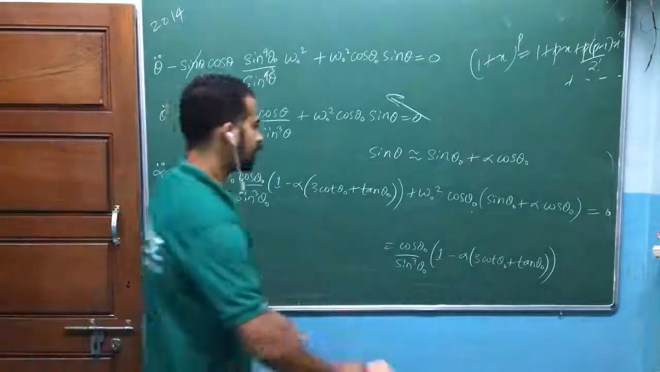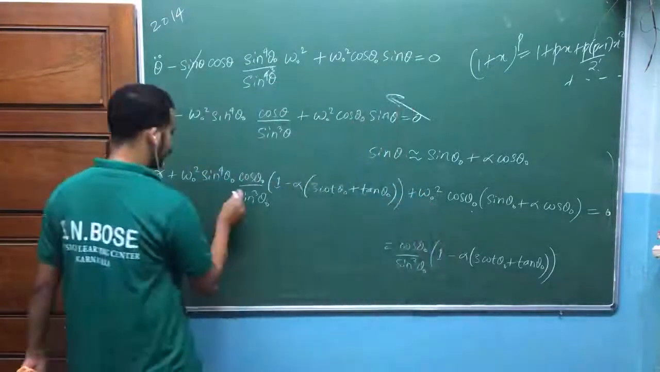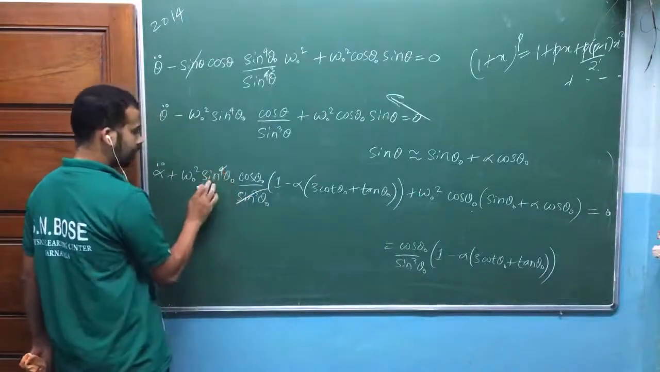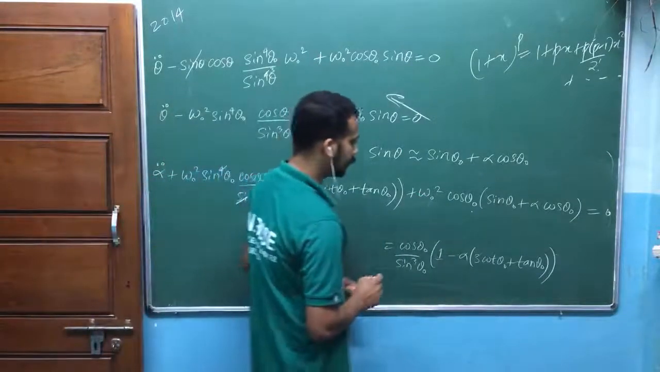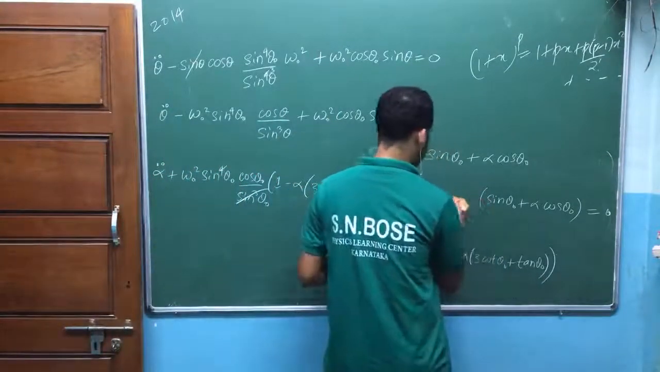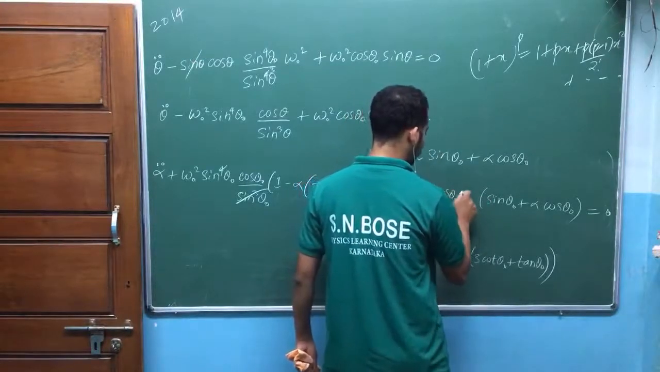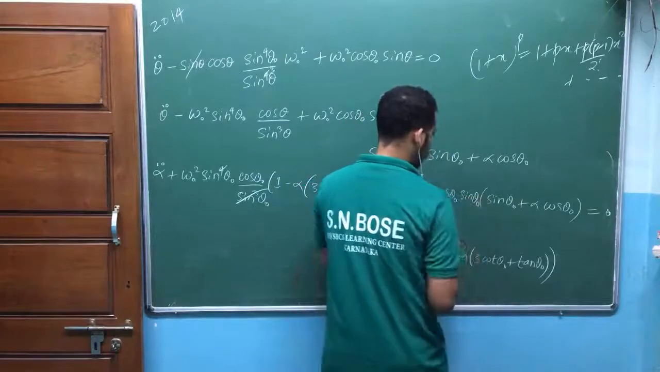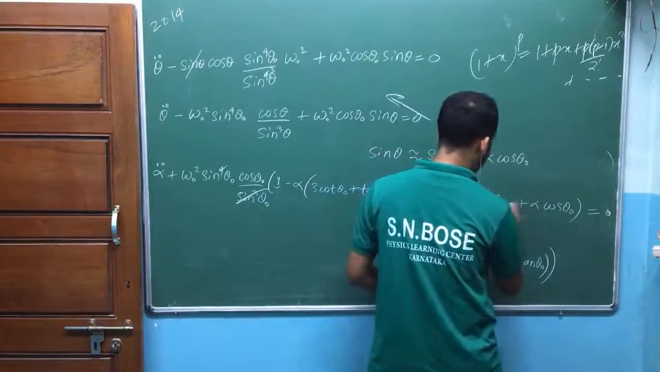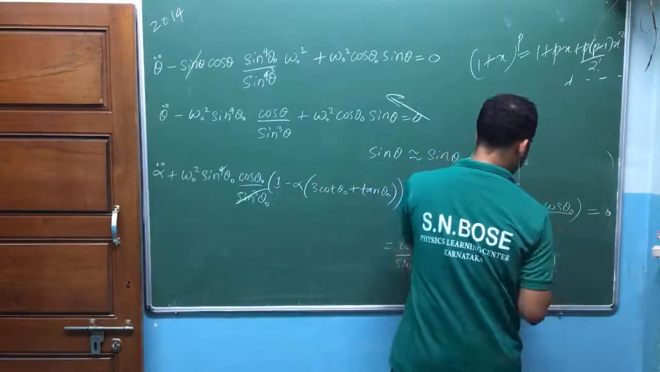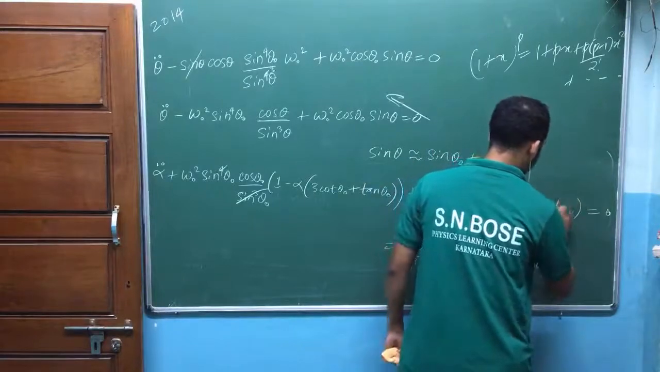Let me take sin theta naught outside here, because look at here, when I cancel it out, what would happen is sin theta naught into cos theta naught will remain. That's why I am going to take cos theta naught and sin theta naught outside. Cos theta naught is already outside. I am going to take sin theta naught outside. Then I will get 1 plus alpha cos theta naught by sin theta naught, that is cot theta naught.